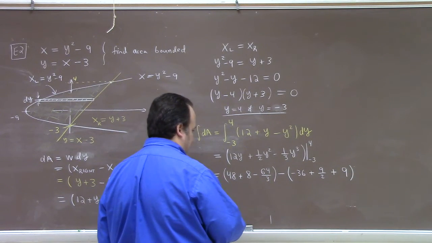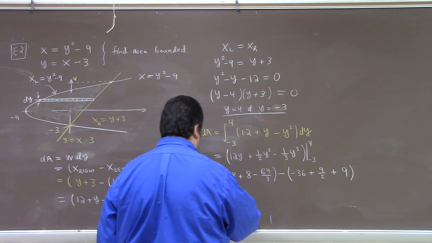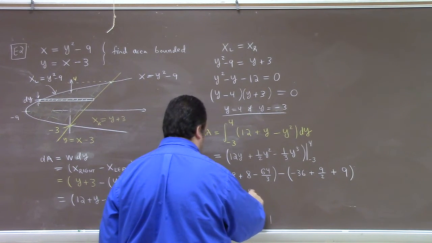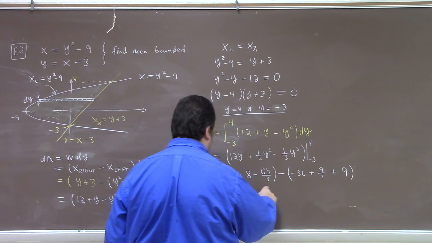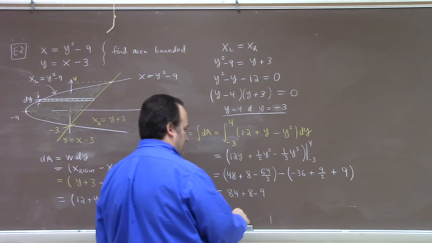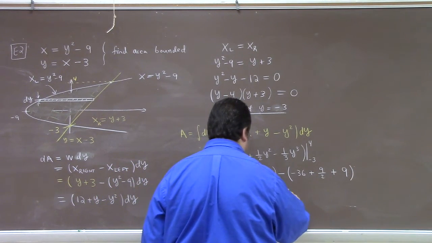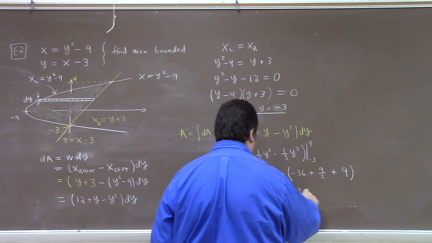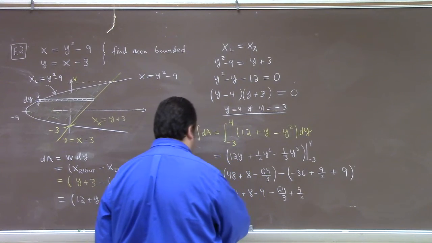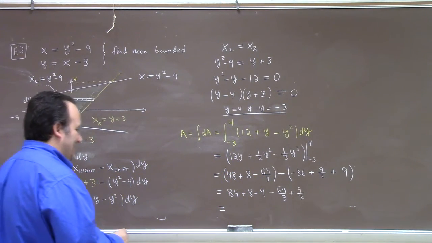48 plus 36 is 84, plus 8, minus 9. And what do we got here? Minus 64 over 3, plus 9 over 2. Starting to really wish I brought my calculator today. So that's 83.